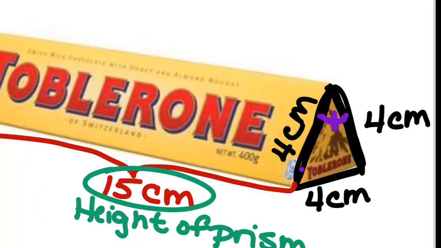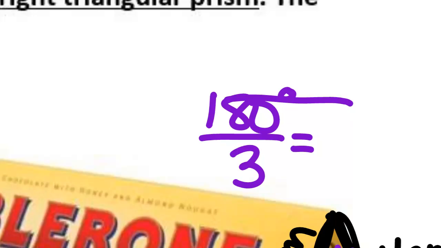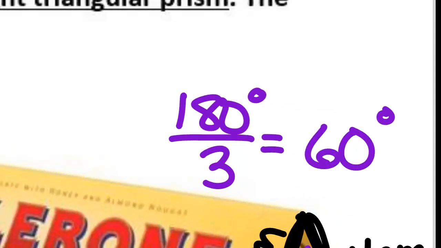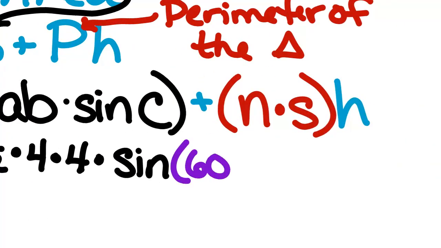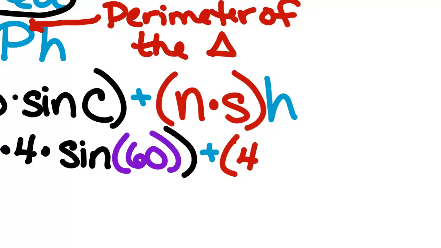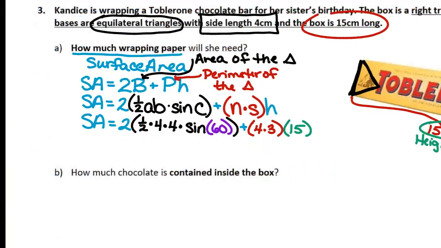How many degrees do the angles in a triangle add up to? 180. So it's going to be 60. We do 180 divided into 3 equal parts. And that gives us 60 degrees. So this angle right here is 60 degrees. So sine of 60. Plus the number of sides times the length of each side. That would be 4 times 3. Times the height. What is the height? 15. The height is the height of the whole prism.